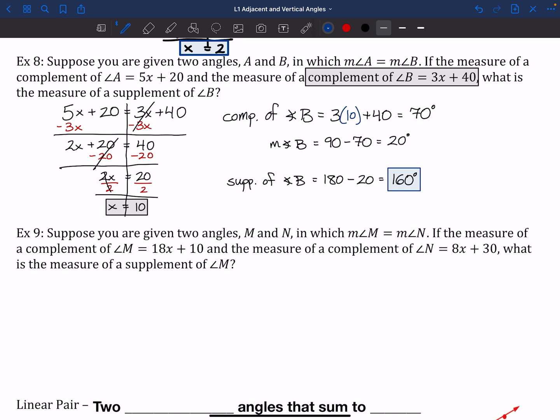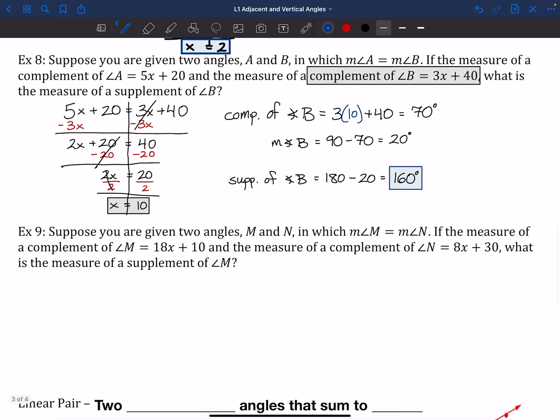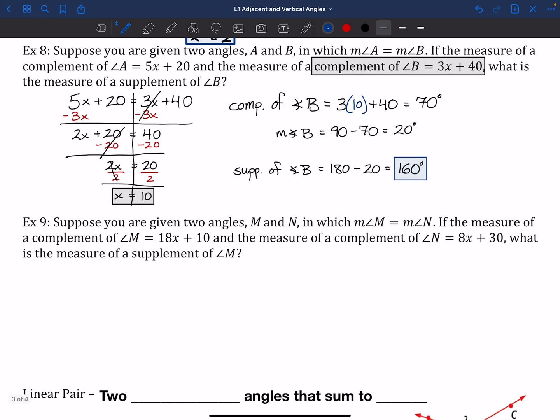So hopefully you tried out number 9. Let's talk through it together, right? Same kind of idea, actually. Basically the same problem with different numbers.